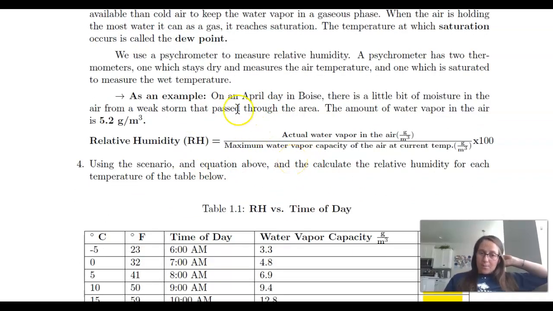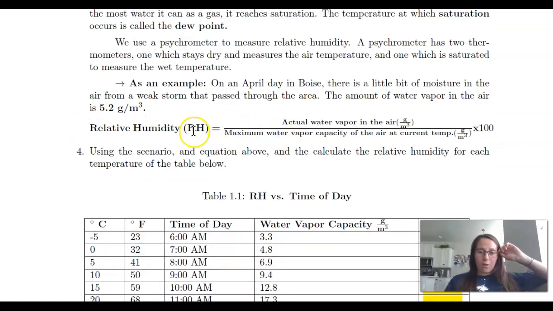So here's going to be the example that we're going to use for the first question. As an example, on an April day in Boise, there is a little bit of moisture in the air from a weak storm that passed through the area. The amount of water vapor in the air is 5.2 grams per meter cubed. So that is the amount of water vapor in the air at the moment that is measured.